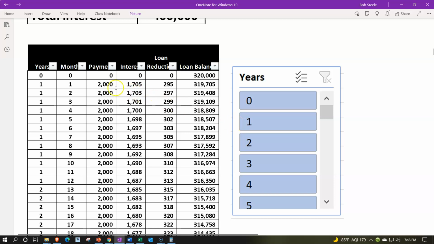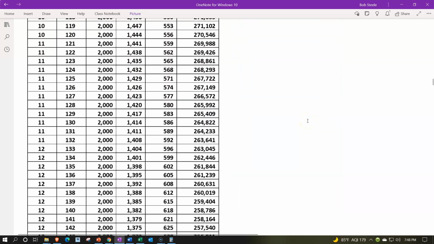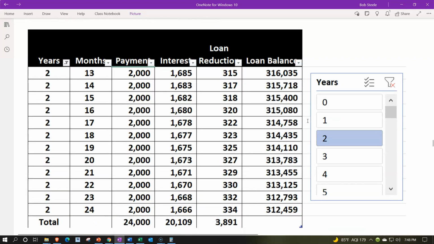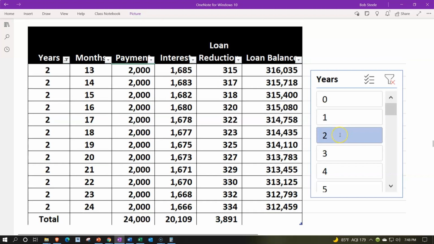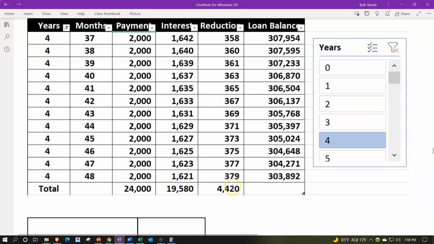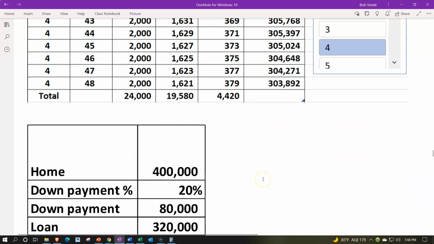This gives us, of course, the payment amounts, the interest amounts, and the loan reductions, and then we can break that out on a year-by-year basis as well. Scrolling all the way down, here's our year-by-year calculation. If I just look at year 2 with the slicer, we can see the total for the payments, the interest, the loan reduction, and the loan balance for year 2. We could do it for year 4, for example, and so on and so forth.